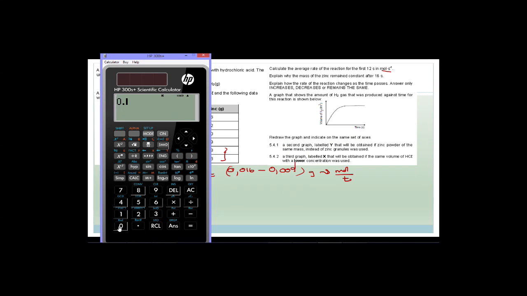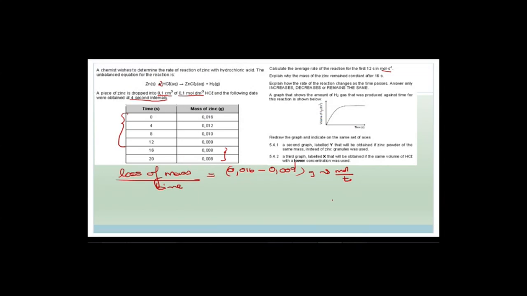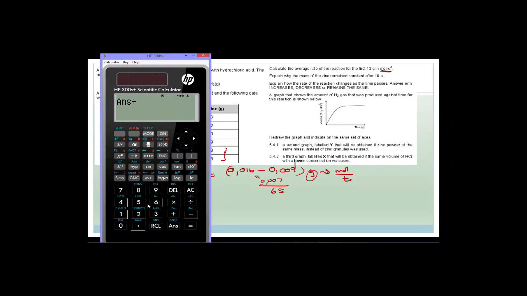So first let's work out what that is. 0.016 minus 0.0099 equals 0.007. So that is equal to 0.007 grams. But they asked us for the average rate of reaction in moles per second. So what we need to do is divide this by the molar mass of zinc. If you look at your periodic table, the molar mass of zinc is 65. So we need to divide that by 65. So let's do that.